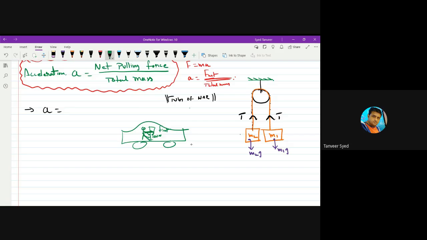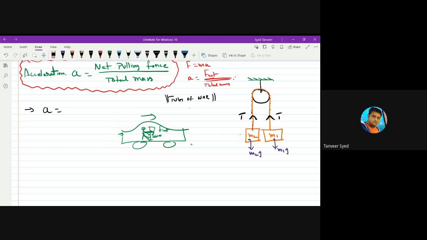But if you get down from the car and push it, you apply the same 100 Newton force, you can see the car moves. What has happened here? Now your force applied here is external force. So external force can cause motion. Only external forces can cause motion, not internal forces.